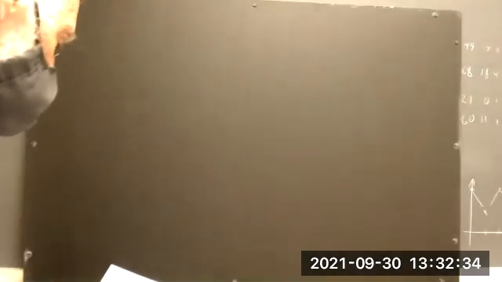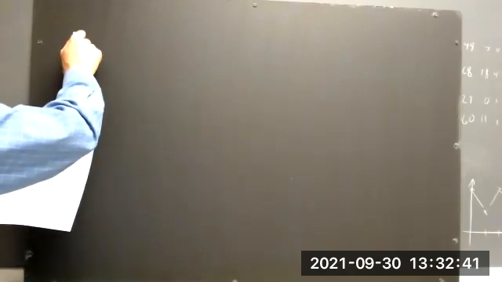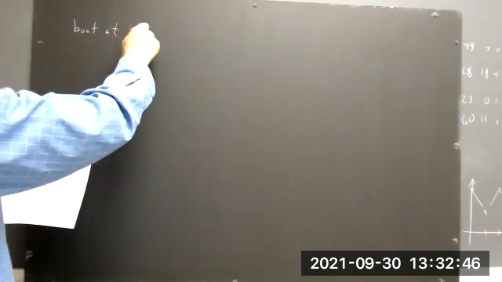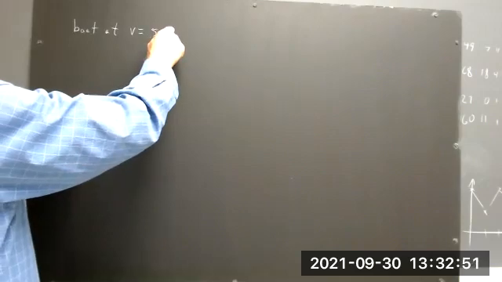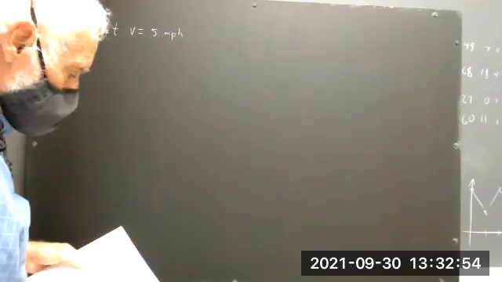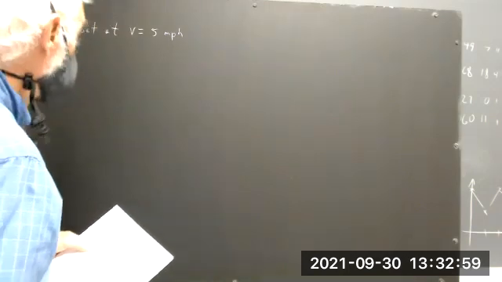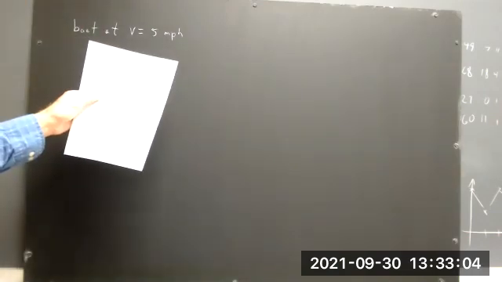Okay. So the third problem tells you about the boat. If V equals 5 miles per hour. Should be an equal sign there, I had a minus sign in there. The boat, if V equals 5 miles an hour.